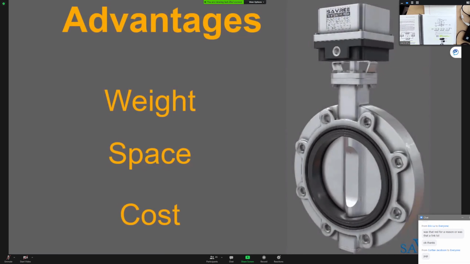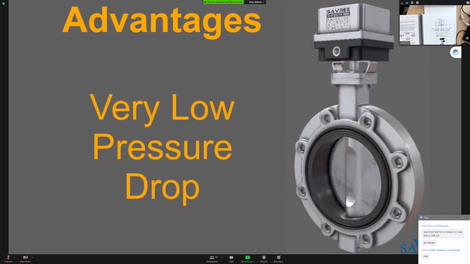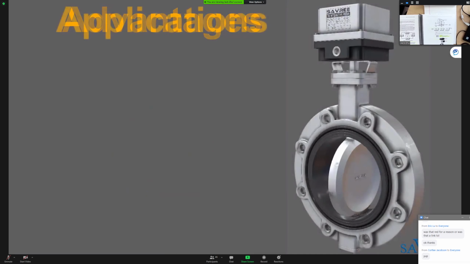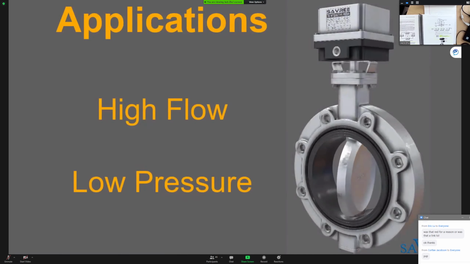Savings in weight, space and cost are the most obvious advantages. The pressure drop across the butterfly valve when the valve is fully open is low. Butterfly valves are very well suited for the handling of large flows of liquids or gases at relatively low pressures.